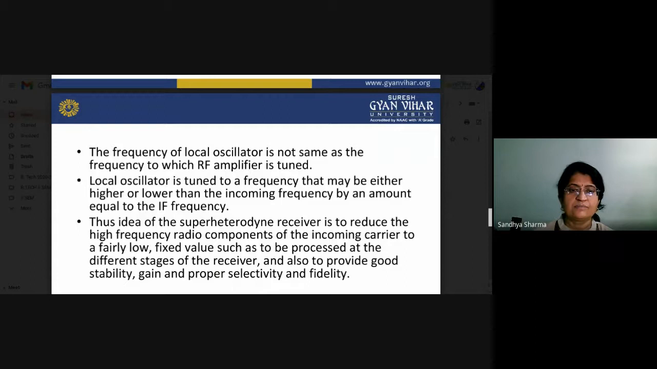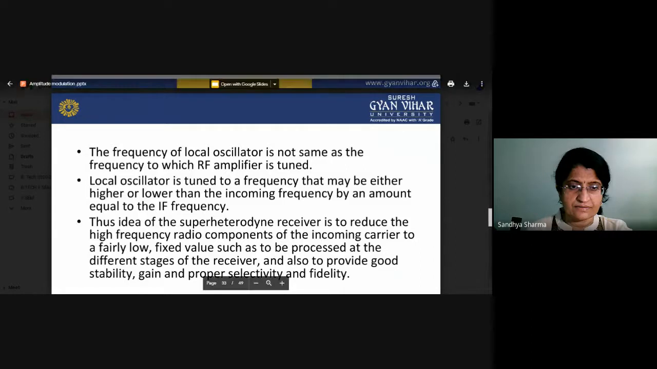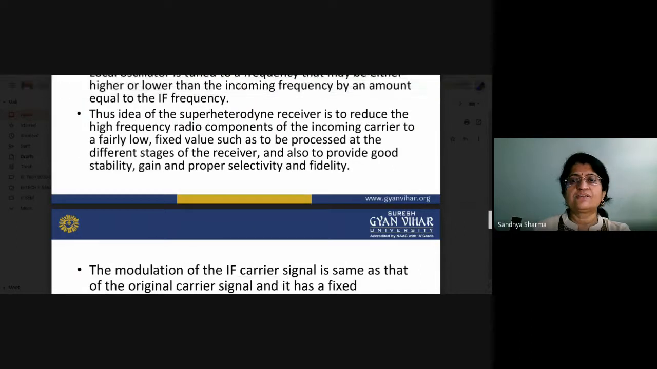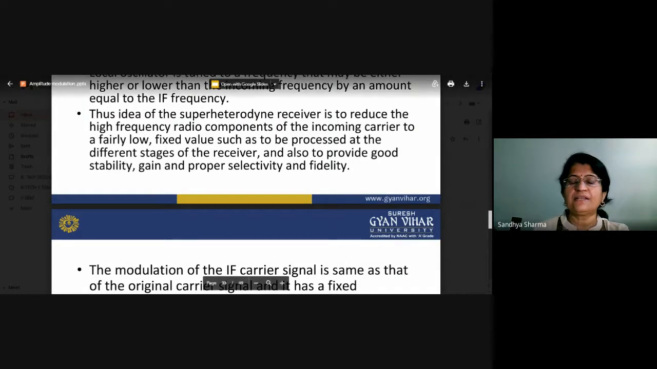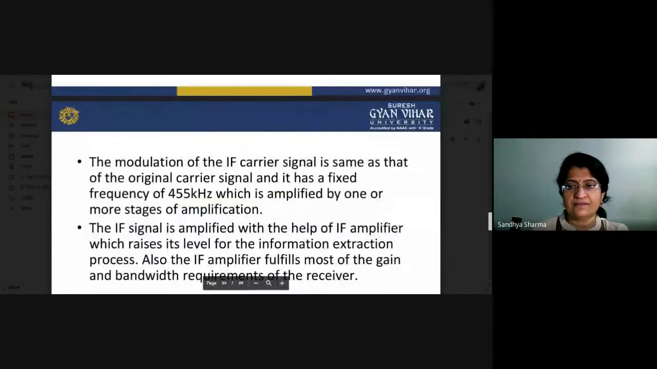So there is also the intermediate frequency. The idea of the superheterodyne receiver is to reduce the high frequency radio components of the incoming carrier. So we will see a fixed value of IF at the different stages of the receiver. By using this, we can provide good stability and gain, along with selectivity and fidelity.